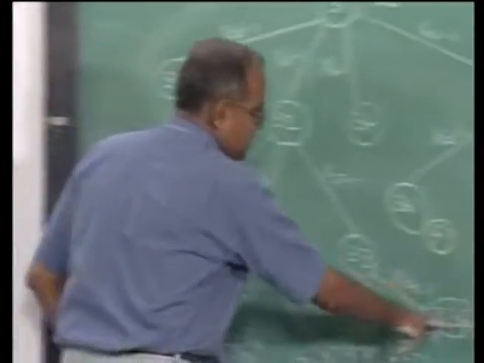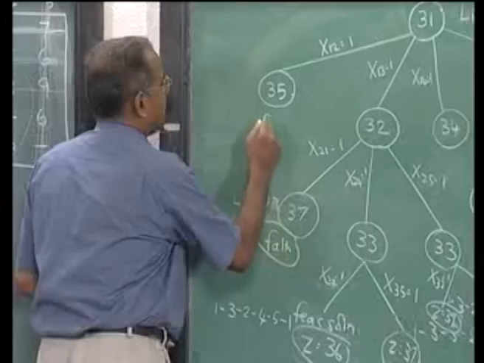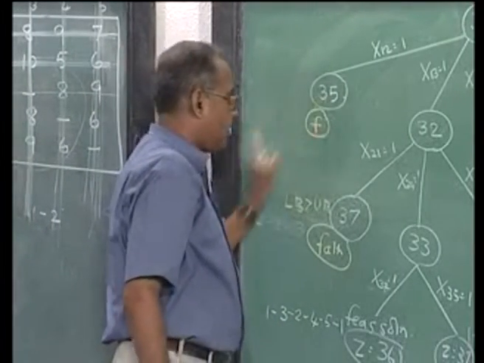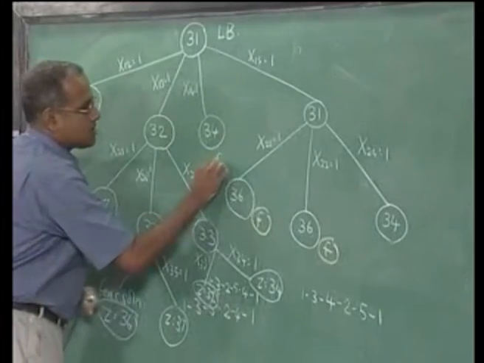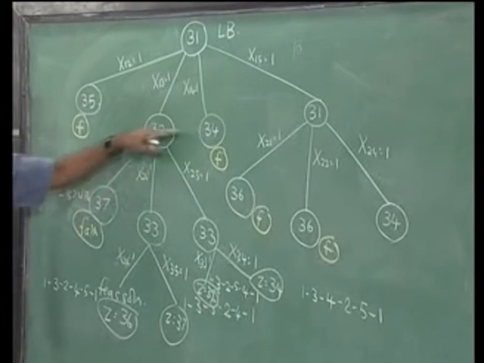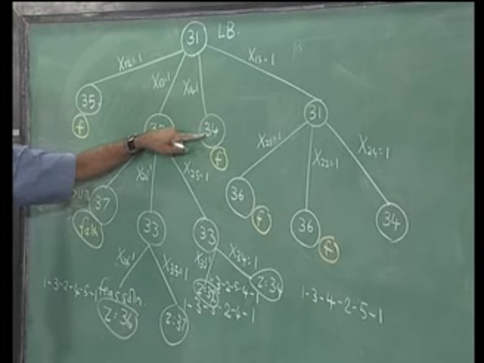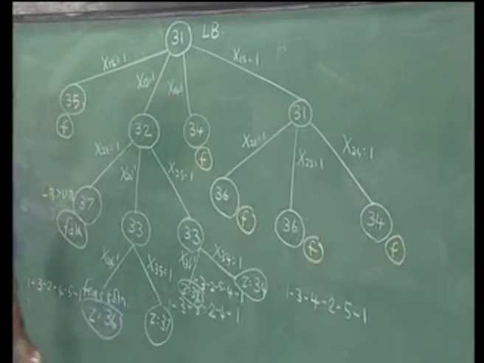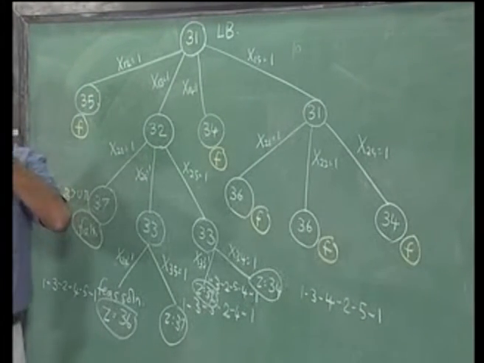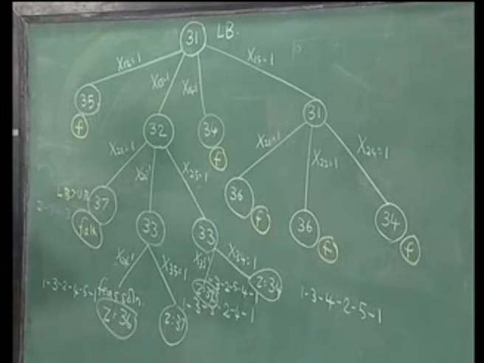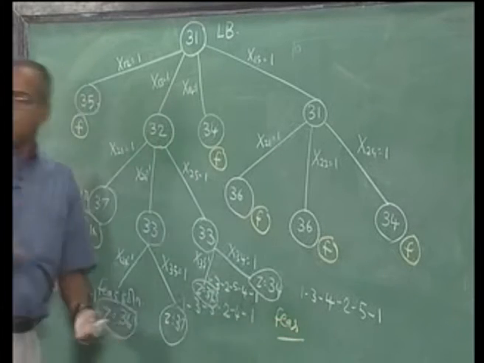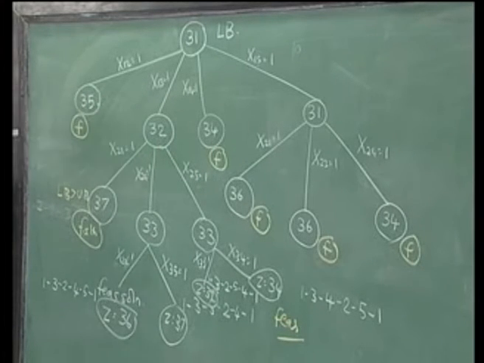Now, this gives me a solution with z equal to 34. So, I can fathom this, because moving from here down is only going to give me 35 or more. I can fathom this also, because moving down is going to give me 34 or more. So, I can fathom this. I can fathom this as well based on the lower bound, that proceeding from here is going to give me only 34 or more. So, now at this point we realize that we have a feasible solution with 34, which is the best solution, and right now we do not have any other node that is left for evaluation.